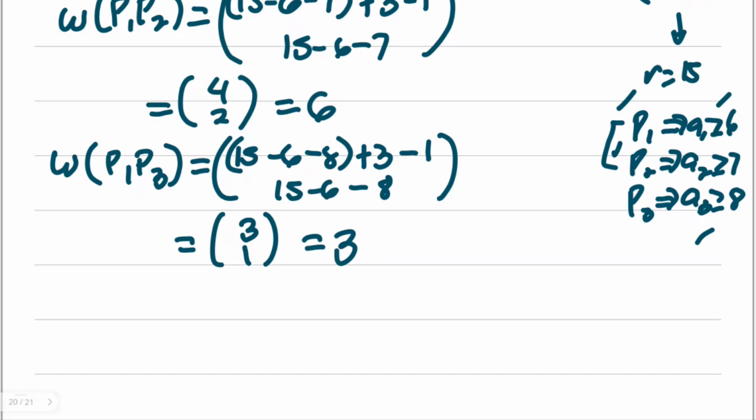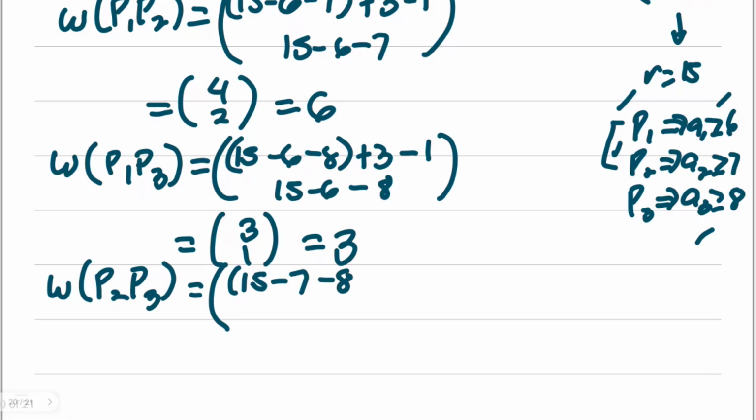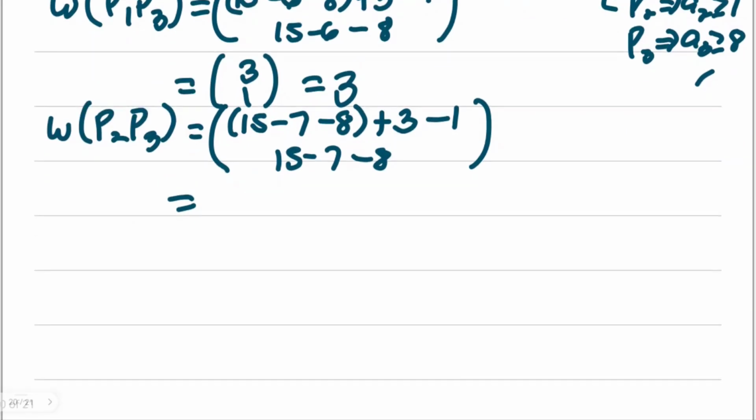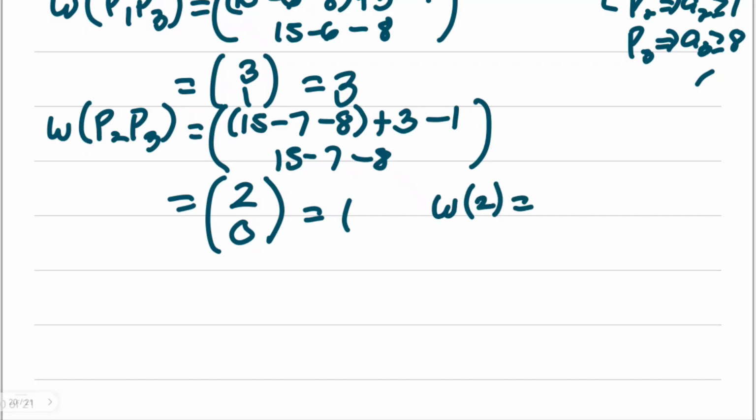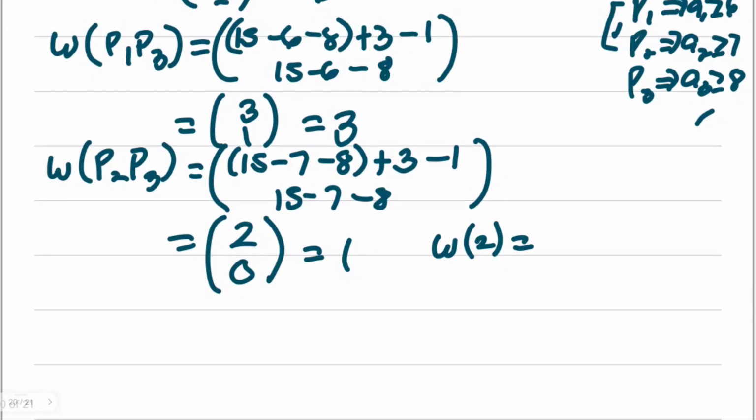Okay? And then for the last pair, p sub 2 and p sub 3, you have 15 minus 7 minus 8 plus 3 minus 1. Your r would be 15 minus 7 minus 8. This gives us a result that's 0 plus 3 minus 1, that's 2. So 2 combination 0 is just equal to 1. Right? 2 combination 0 is equal to 1. So all of this for your omega of 2: you simply add them, 6 plus 3 plus 1, you will get 10.